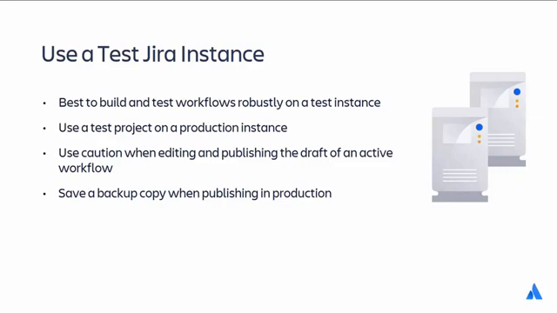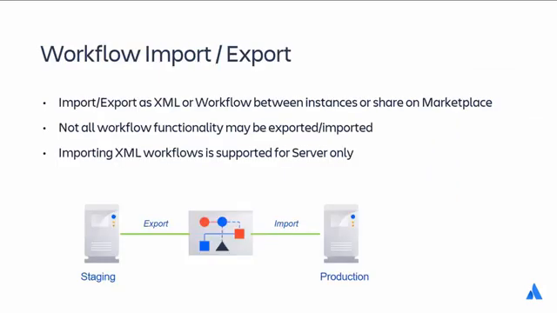Always use caution when editing and publishing the draft of an active workflow to make sure you understand the implications, especially if it's shared. And save a backup copy when publishing in production, so you can refer back to it later if needed. If you are using a staging Jira instance, you can import and export your workflow between instances as either XML or workflow format. You can also share on the Atlassian Marketplace. But note that not all workflow functionality will be exported/imported, depending on the format and use of apps. Importing XML workflows is supported for server only.